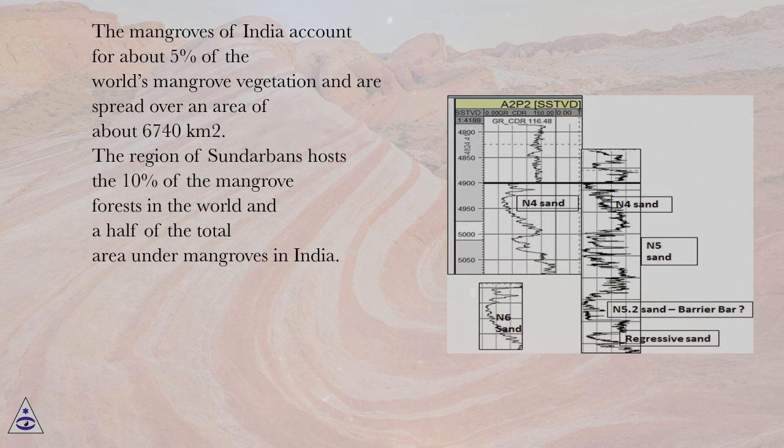The mangroves of India account for about 5% of the world's mangrove vegetation and are spread over an area of about 6,740 square kilometers. The region of Sundarbans hosts the 10% of the mangrove forests in the world and a half of the total area under mangroves in India.